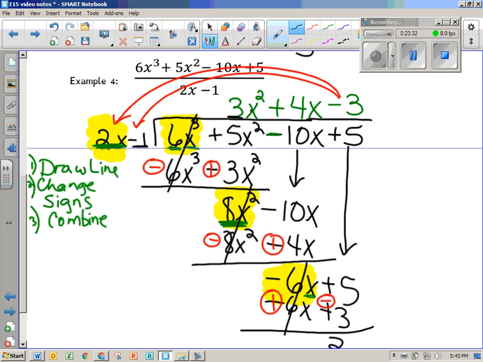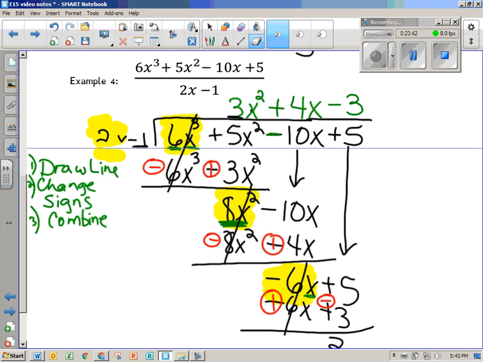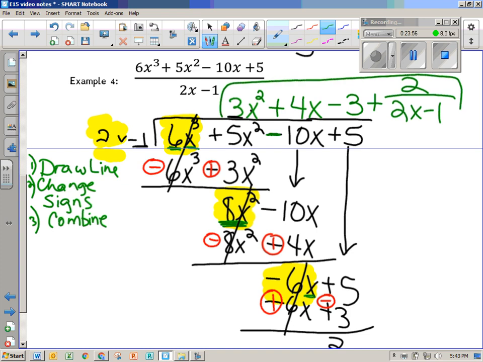So to write our answer, come up here and let's erase those red again. So we've got plus 2 over our divisor, which is 2x minus 1. So right here, all of that is my result.